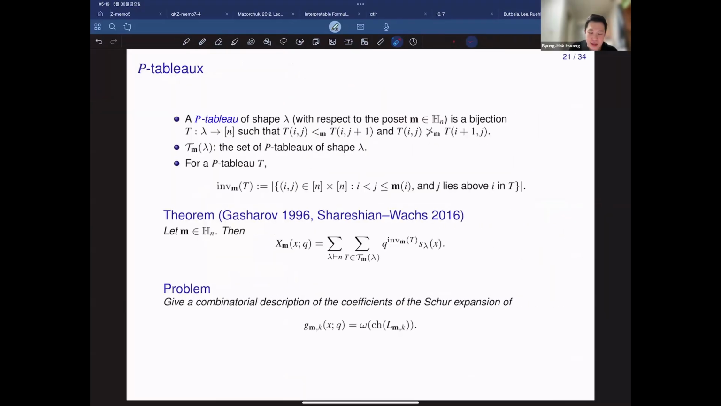Okay, and let's see the Schur expansion of chromatic quasisymmetric functions. There is a P-tableau, which is a filling of the Young diagram of shape lambda with the following condition.